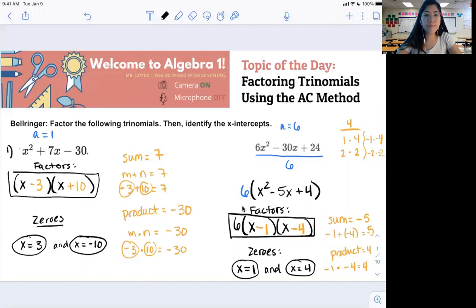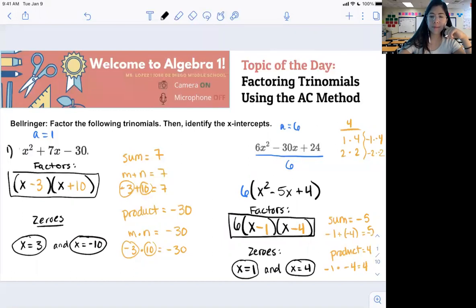I have a question. Where did the 6 go? The 6 in here, we divided by 6. Yes. Okay, so just to review that, everything has to be divided by 6 because you can't do the sum product method if a, the number in the front, the leading coefficient, is greater than 1. You can only do it when a equals 1. That's the only time. So since all three of these numbers are divisible by 6, all we did was divide everything by 6. So 6 divided by 6 is 1. 30 divided by 6 is 5. And 24 divided by 6 is 4.